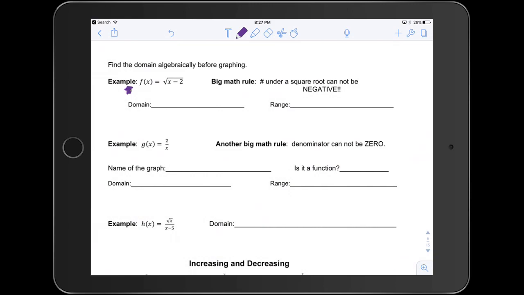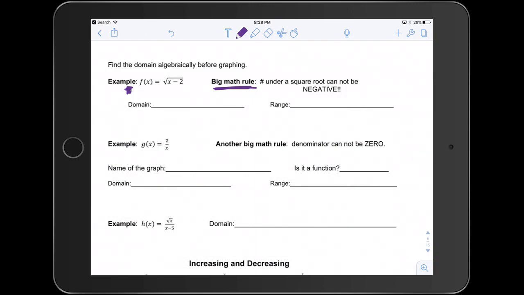So this is a huge math rule, and many of you will probably remember this, but it is a biggie, and we always go back to it over and over again. It says big math rule, the number under a square root cannot be negative. You know that, because if you have a negative under the square root, that actually is an imaginary number, and then you deal with pulling out the i and all that kind of good stuff. So for it to be a function which can be graphed and it's defined on the xy axes, you cannot have a negative under the square root. So how do we do that algebraically?